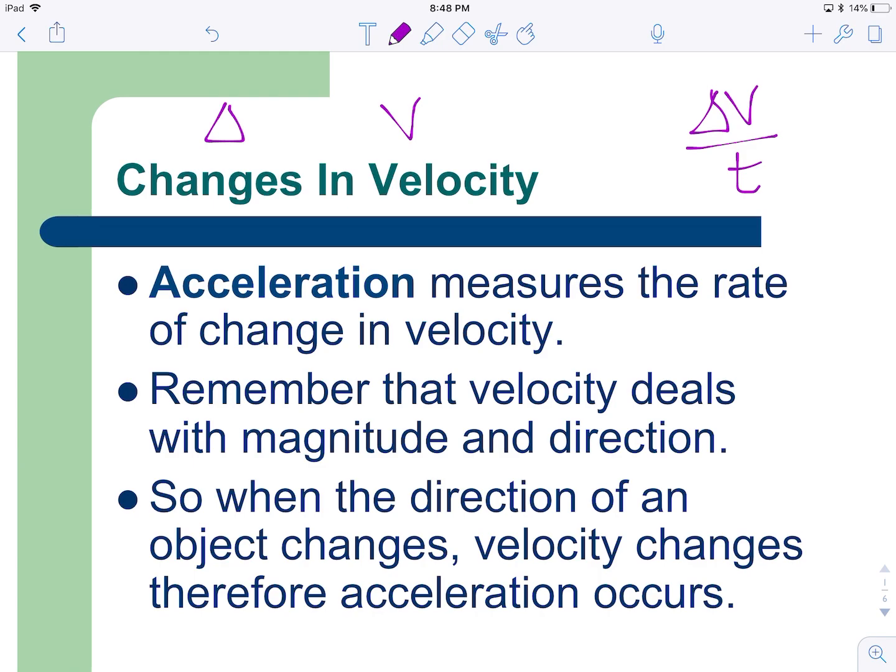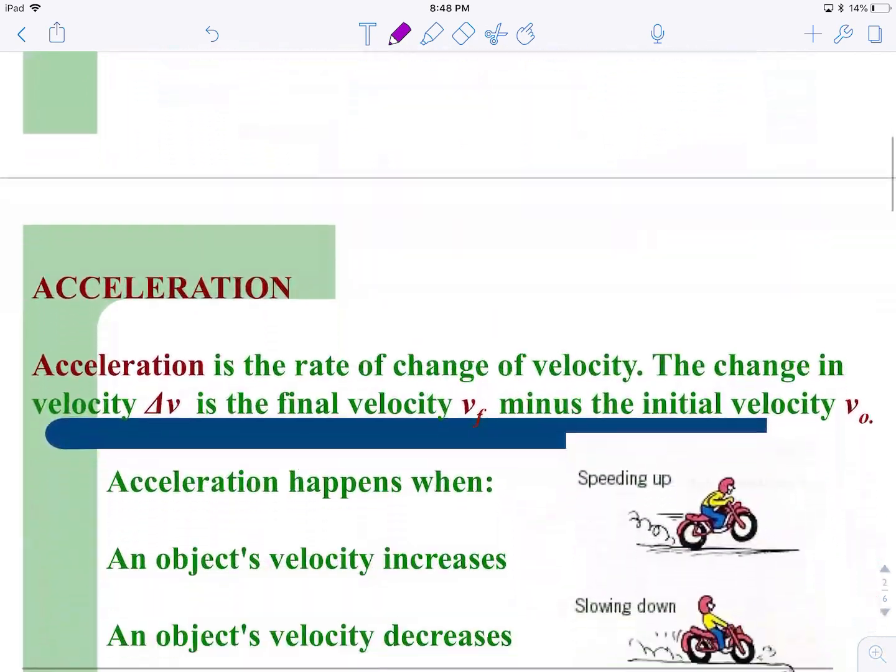Remember, velocity is a vector. It deals with magnitude and direction. So anytime the direction of an object is changing, the velocity is changing. So it is then accelerating. Acceleration is also considered to be a vector and has its own direction.